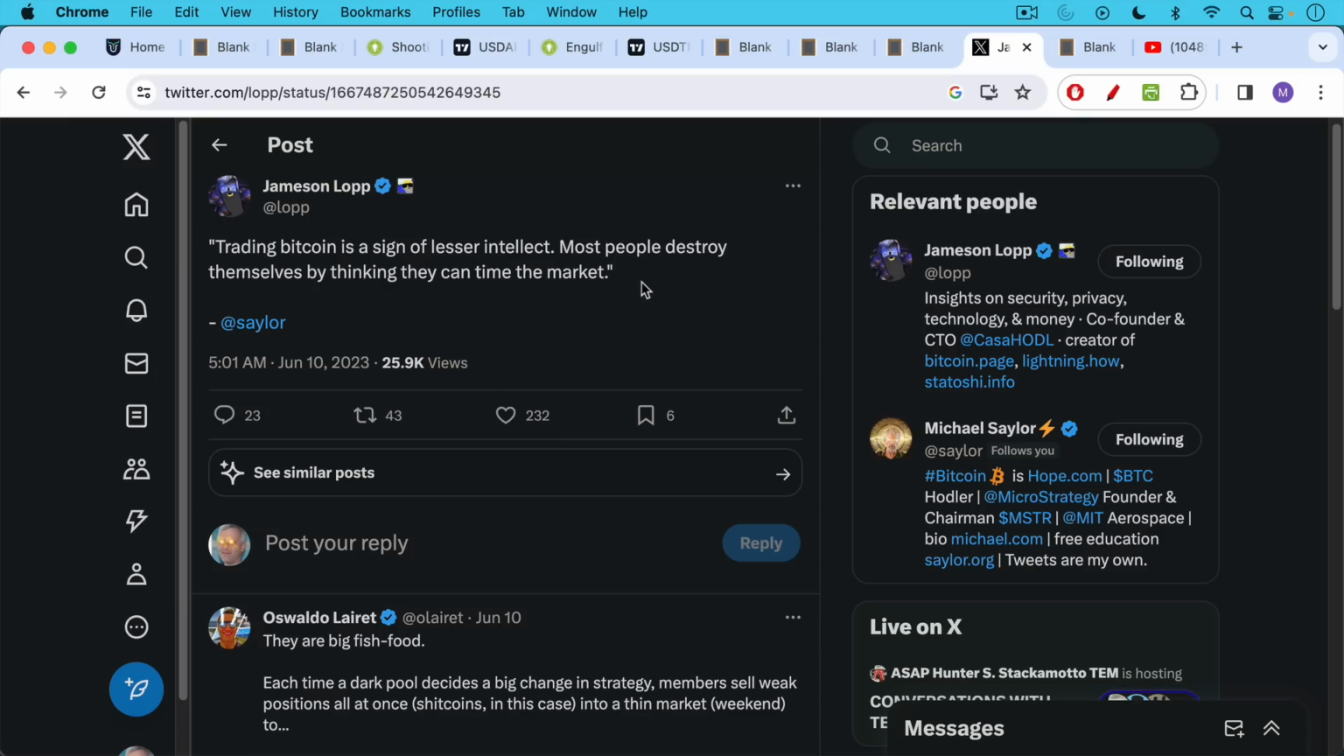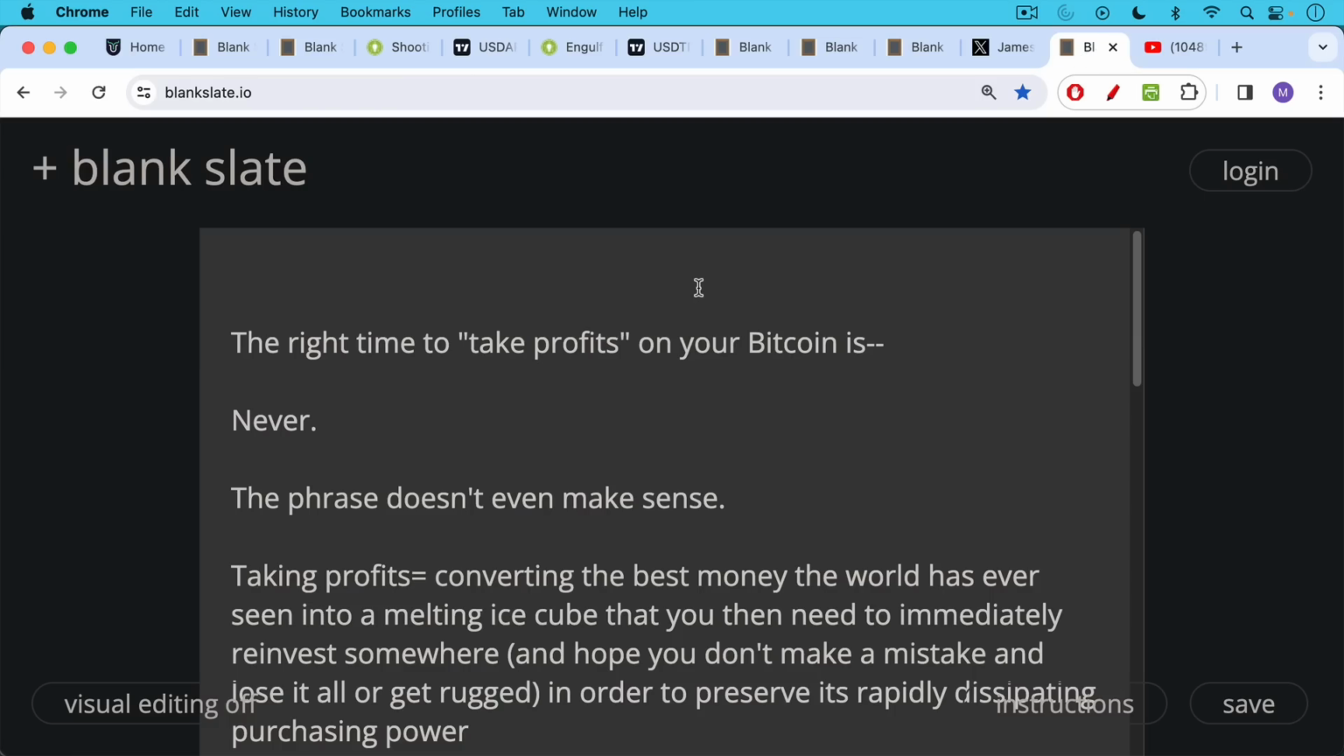Most people destroy themselves by thinking that they can time the market. It's one thing to trade things that are fairly range bound and or have short-term trends, but when something has a very long one-way trend, it doesn't make a whole lot of sense to try to jump in and out of it. So the right time to take, quote unquote, take profits on your Bitcoin is never.